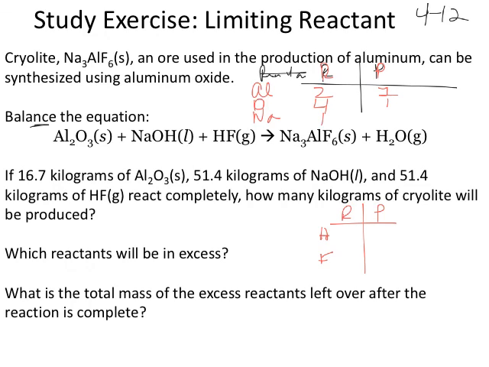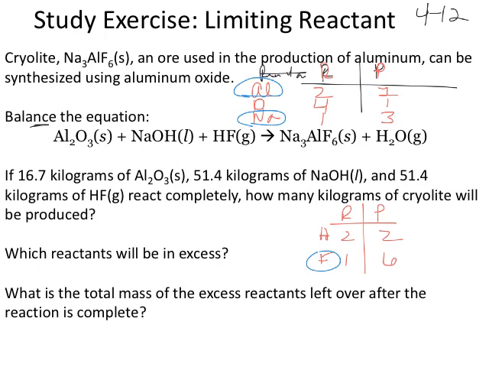Sodium, we have 1 sodium on the reactant side. We have 3 sodium on the product side. For hydrogen, we have 2 on the reactant side, and 2 on the product side. Fluorine, we have 1 on the reactant side, and 6 on the product side. Now, the first elements to do are aluminum, sodium, and then fluorine. You do the hydrogen, oxygen last.